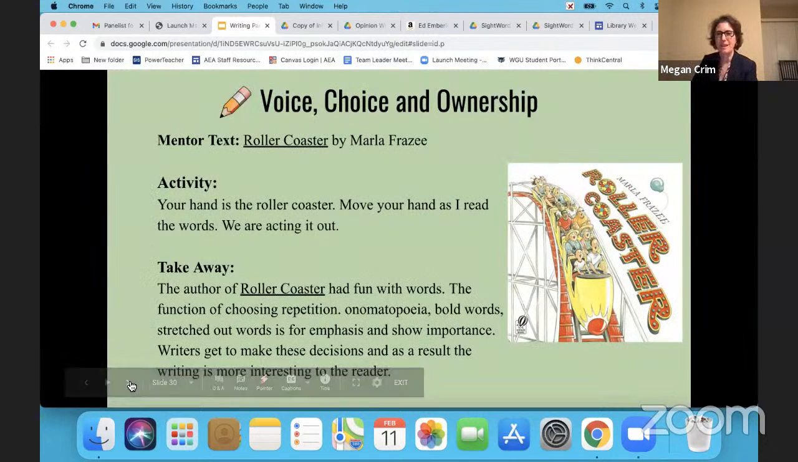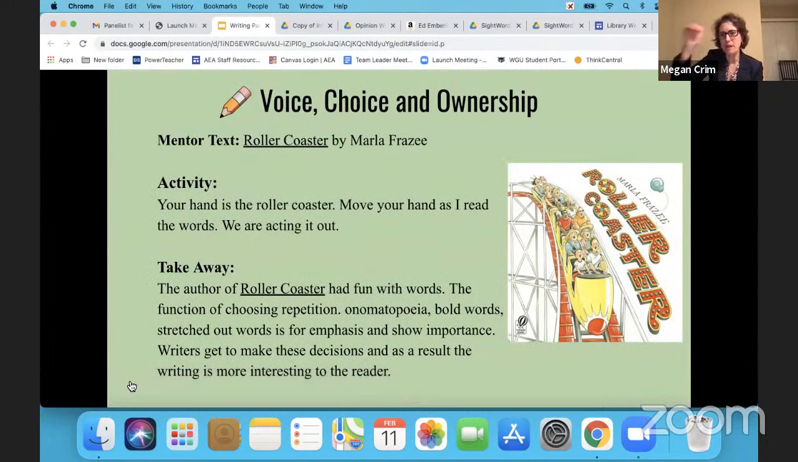So, okay. You have that formula to writing, and then we get to the voice, choice, and ownership. This is kind of the fun of writing. This is how you develop a love of writing, is by word choice, by how you use your words. And you can teach kindergartners and 1st graders to do that.